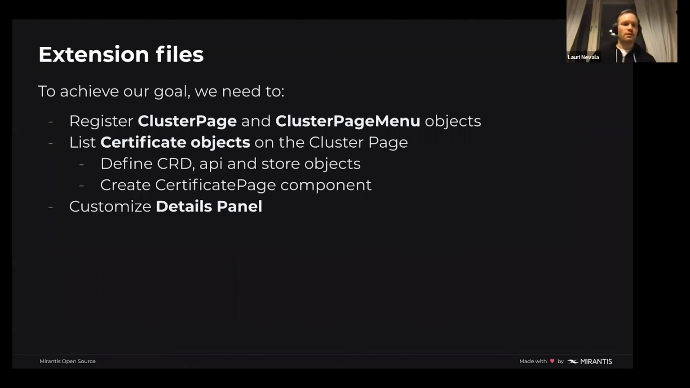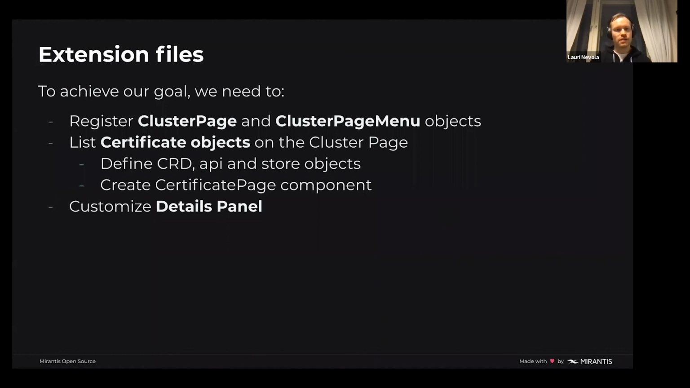So the next thing is that we want to actually implement our extension, that list of certificates that are displayed on a cluster dashboard. To achieve that, first we need to register some ClusterPage and ClusterPageMenu objects from our extension. And then we need to list those certificate objects from Kubernetes API. And for that, we need to define the CRD object. That is actually this.